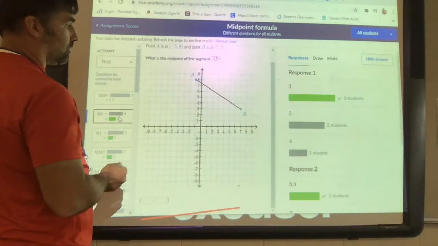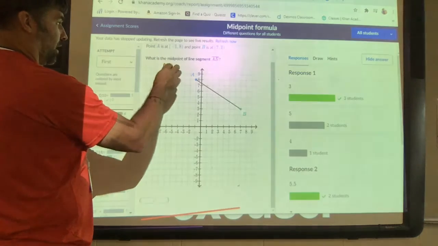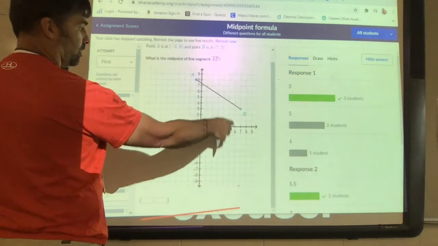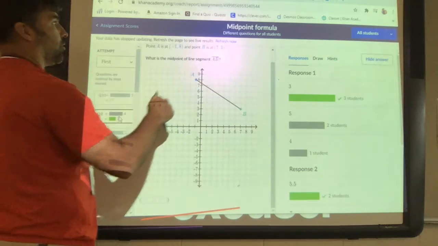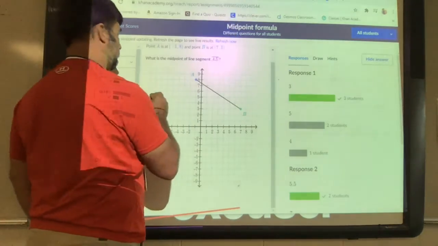So we'll do one more. Now this one, actually, A and B are the points. You need to find the midpoint. It is right here. So you could do the formula. You could do the midpoint formula.